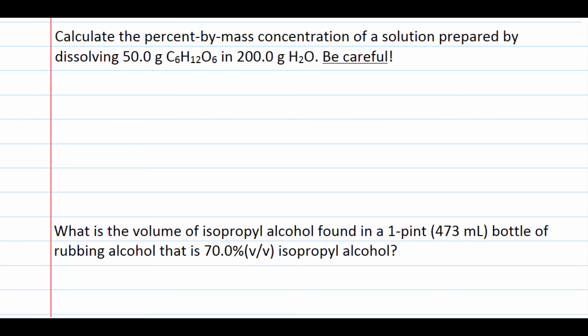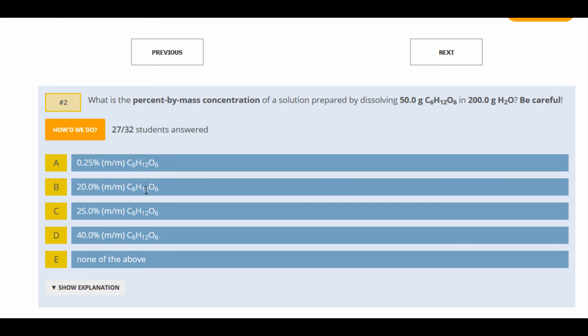Okay, let's go ahead and check out the answers here for the first one. We'd like to know what is the percent by mass concentration of a solution prepared by dissolving 50.0 grams in 200 grams of H2O. And then it says be careful. Correct answer is 25.0%. And looks like only 11% of us got it. Who did get it right? And how did you get the 20%? You can admit it.